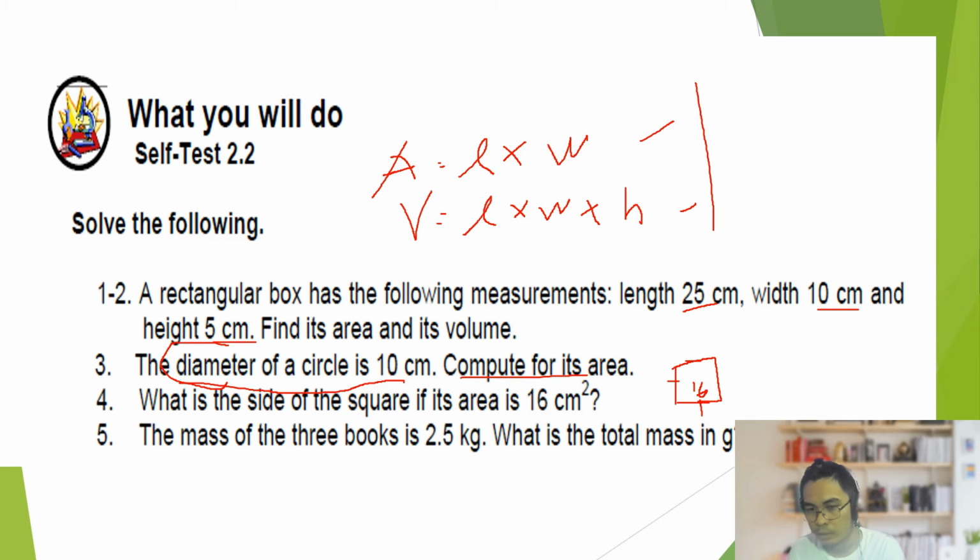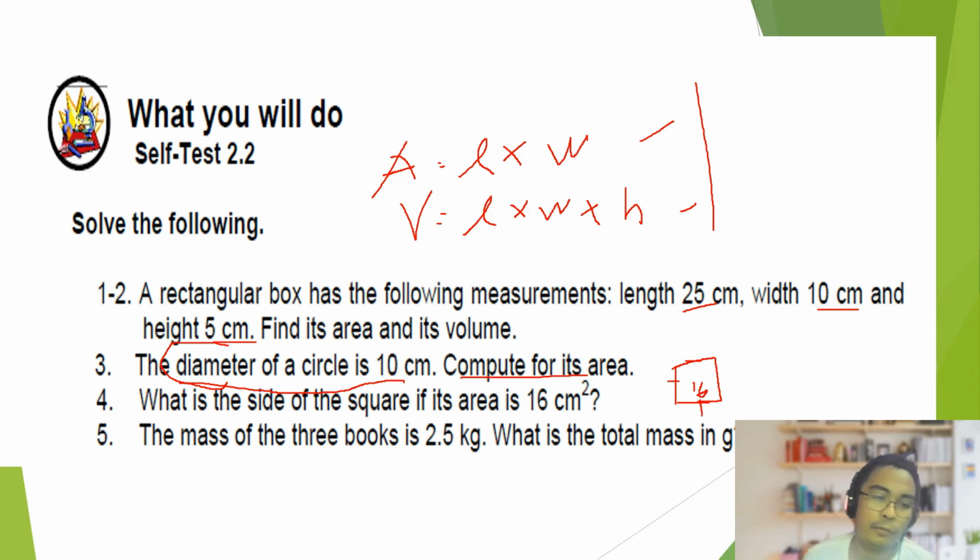So this side cannot be 2 cm and this side 3. Okay? So 2 times 3, that is 6, right? For example, this is 2 and this is 8. So 2 times 8, that is 16. But take note, the two numbers should be the same because we are dealing with a square.